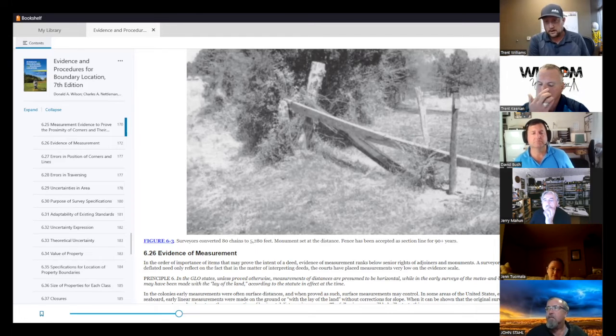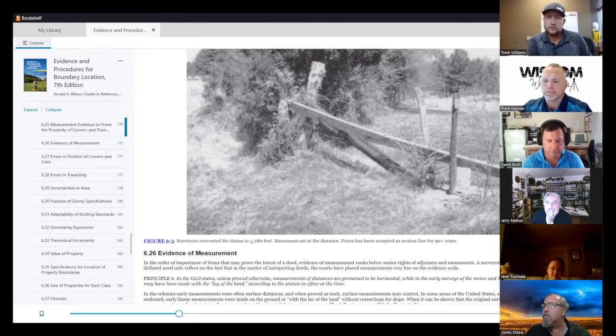Either from a retracement standpoint, when we're looking at this book, Evidence and Procedures for Boundary Location, what are the procedures to then retrace that survey? What did they use, and what procedures are you using today?